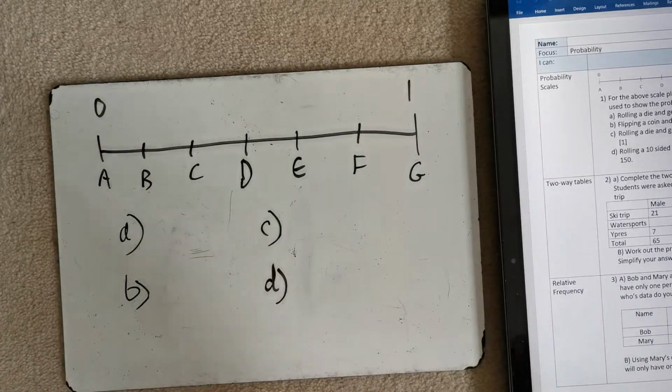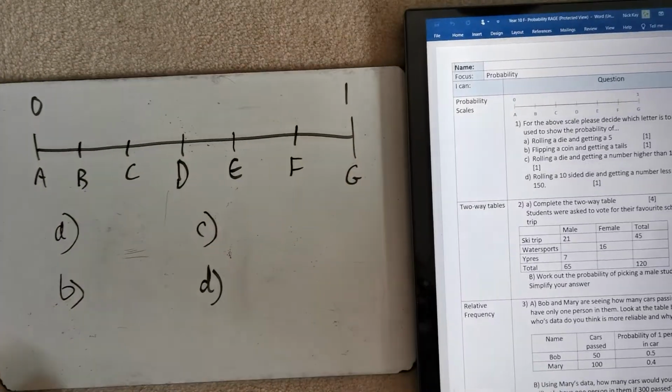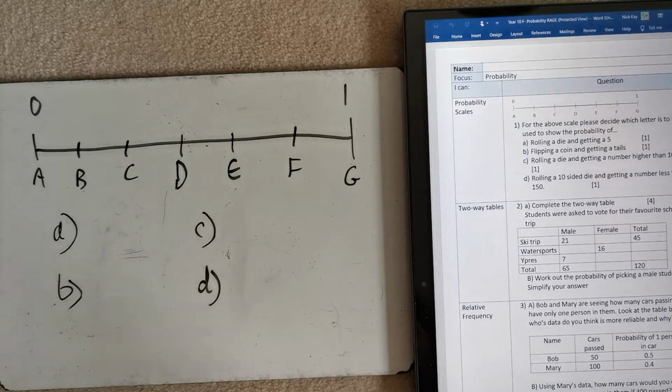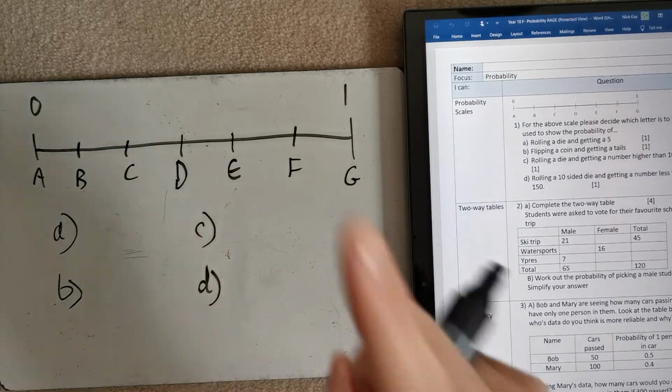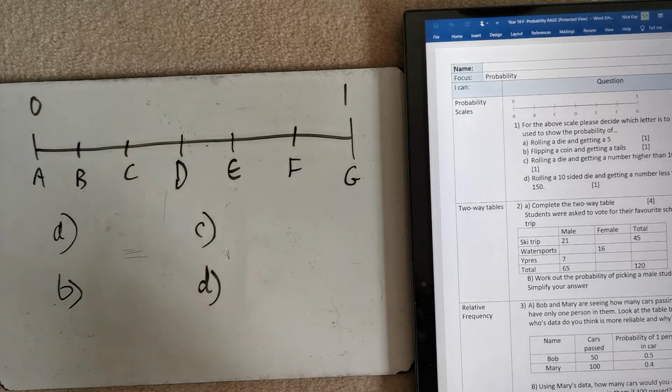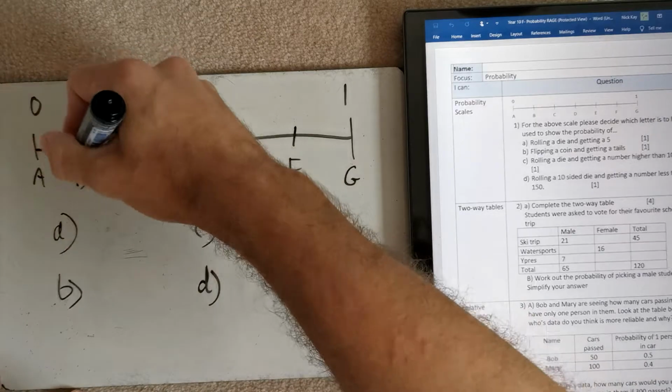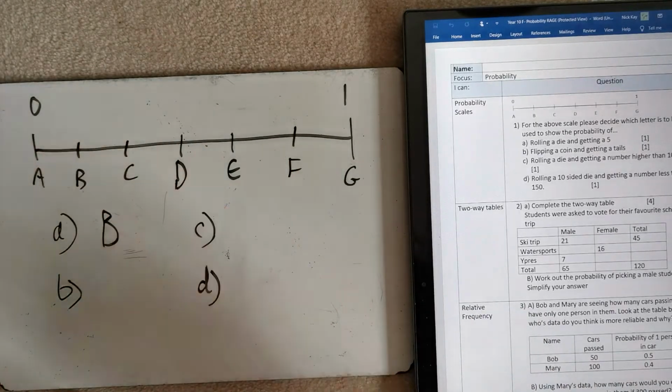All right. Now the first one says rolling a die and getting a 5. Well, that is one outcome, so one outcome out of 6 because it's your standard die. So that is one increment out of 6. That would be our B there.